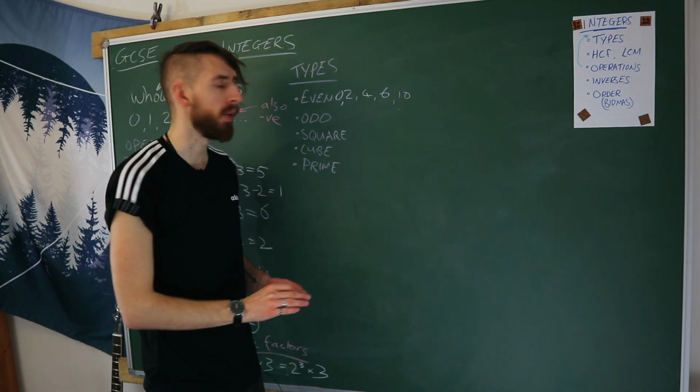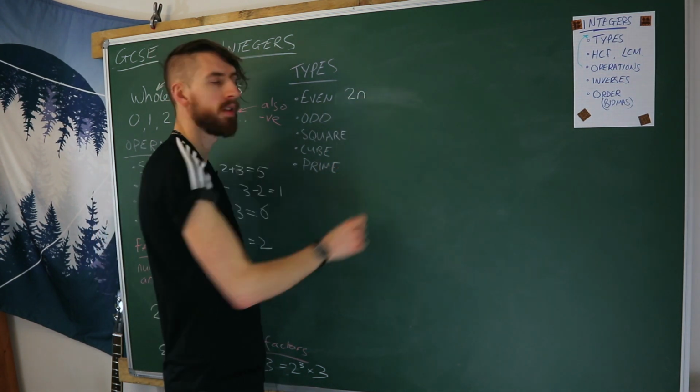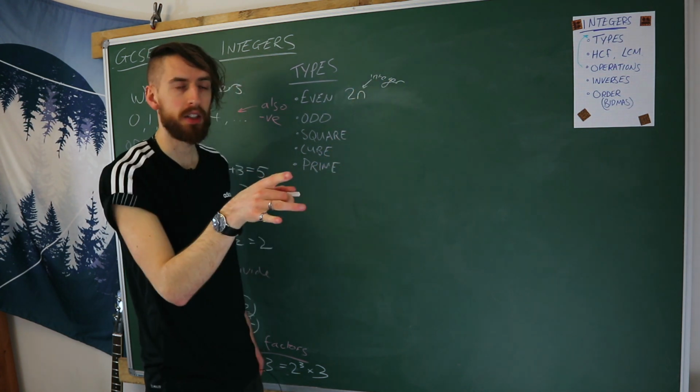Incidentally, what we can do is we can then write any even number as 2 times n, where n is just any integer.